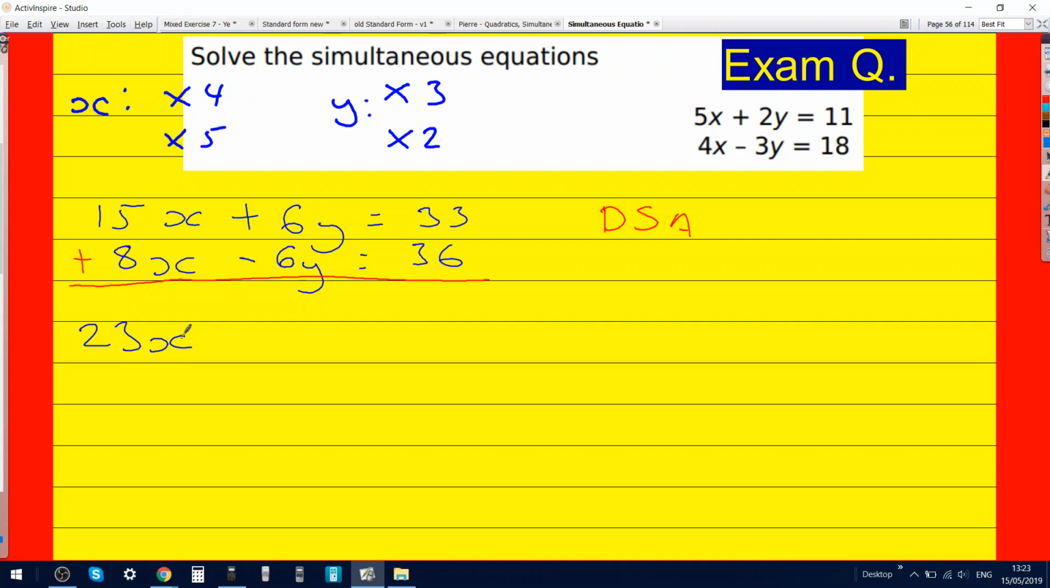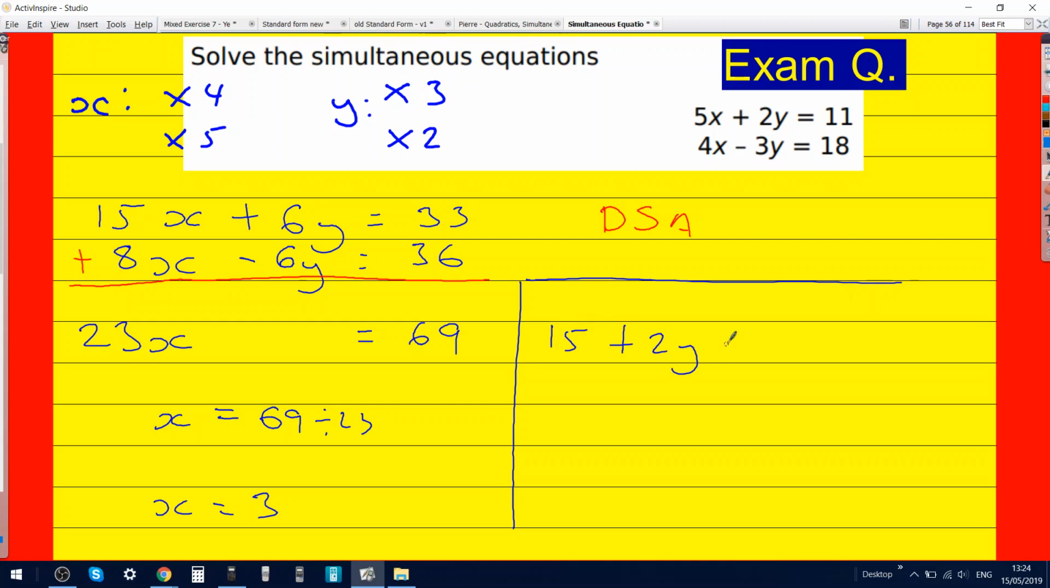23x equals 33 plus 36, which is 69. And these always appear on calculator papers. Right, so 69 divided by 23 gives us 3. So x equals 3. And then we sub the 3 into the original one, the 5x. So it's 15 plus 2y equals 11.